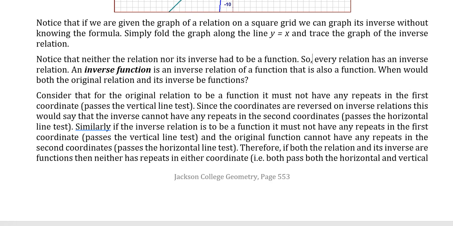Well, consider the relation to be a function. For the original, it has to pass the vertical line test, which will mean that the inverse passes the horizontal line test. But similarly, if the inverse relation is to be a function, it's got to pass the vertical line test, which means your original relation had to pass the horizontal line test. So both of them pass both the vertical and horizontal line test. Therefore, they both have to be one-to-one functions. So which kinds of relations are both the original and its inverse functions? And the answer is one-to-one or injective functions.